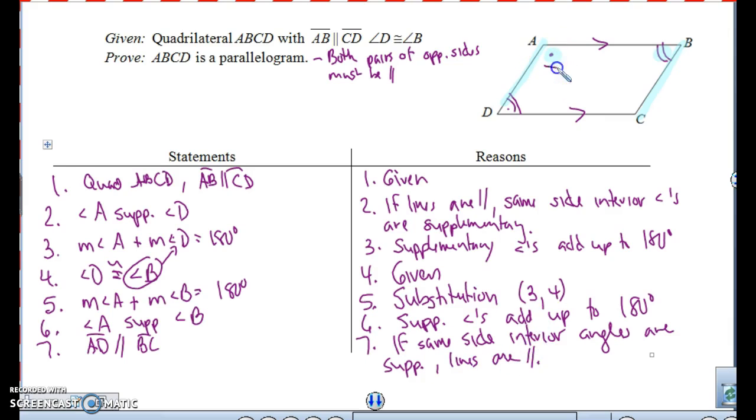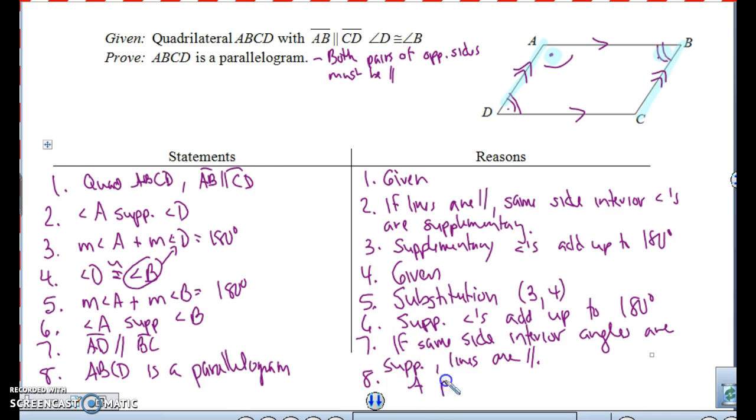Okay, so we just proved that this angle and this angle are supplementary to each other, so that makes these two lines right here parallel because these are same side interior angles that are supplementary. So now, is this a parallelogram? Yes. ABCD is a parallelogram because both pairs of opposite sides are parallel. We proved AD is parallel to BC, and we were given that AB is parallel to CD.